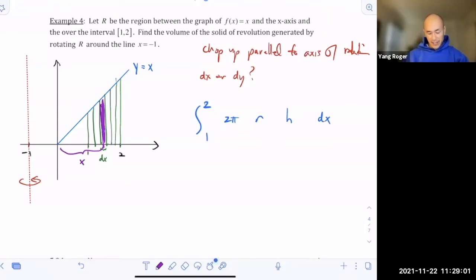But my radius goes from here all the way to here. In other words, my shell is bigger than if I had rotated about the y-axis. So we also have this extra distance from here to here of 1. So what do you guys think I should put for my radius right here?